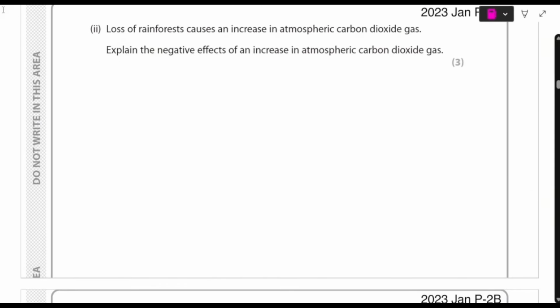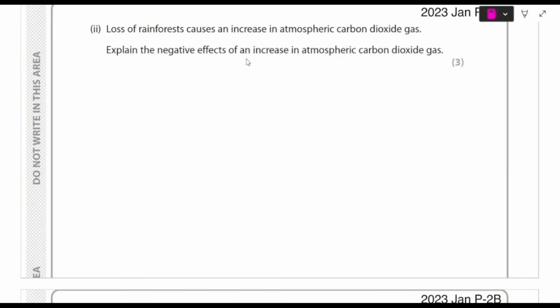Loss of rainforest causes an increase in atmospheric carbon dioxide. Explain the negative effects of an increase in atmospheric carbon dioxide. So we know carbon dioxide is a greenhouse gas. It causes global warming, and global warming can cause the melting of ice caps, climate change, and many more.